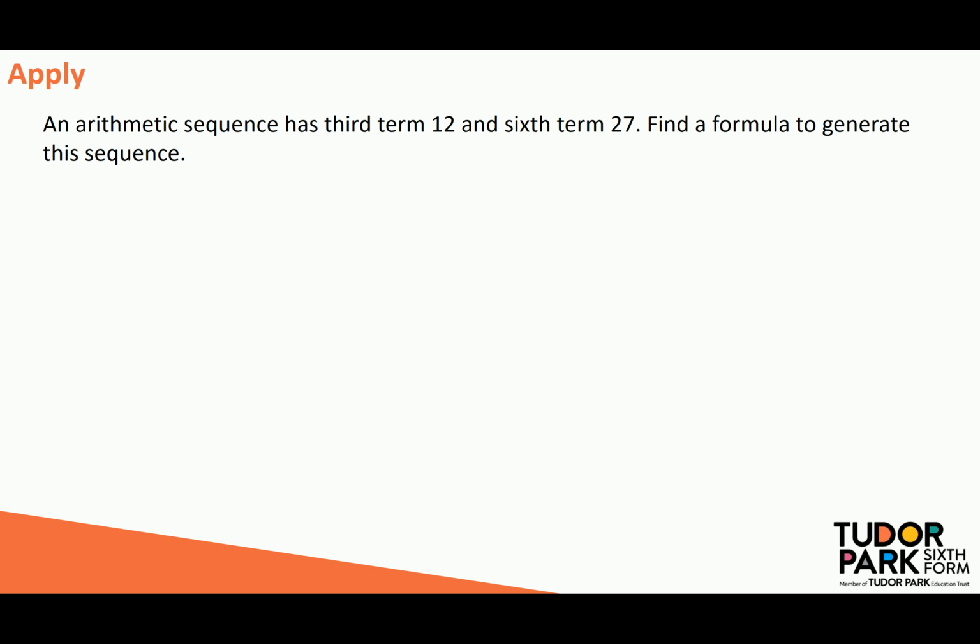How do we make use of this? So here we have an arithmetic sequence that has 3rd term 12, 6th term 27, and we want to find a formula to generate the rest of this sequence. Well, I'm going to write out from the question that that 3rd term, U3, is equal to 12. What else do I know? I know that U6 is equal to 27. Well, I also know the formula is Un is equal to a plus n minus 1 lots of the difference.